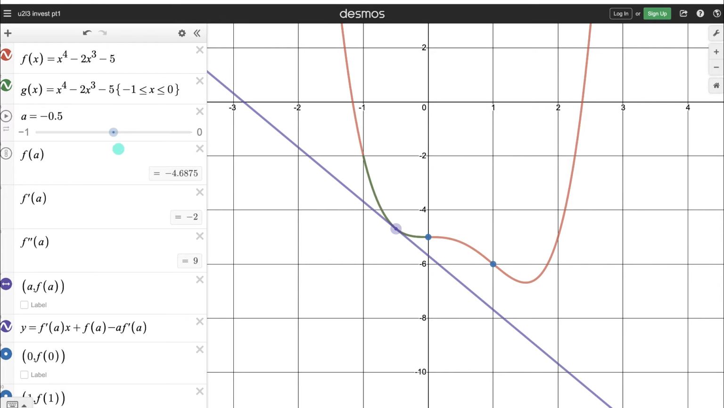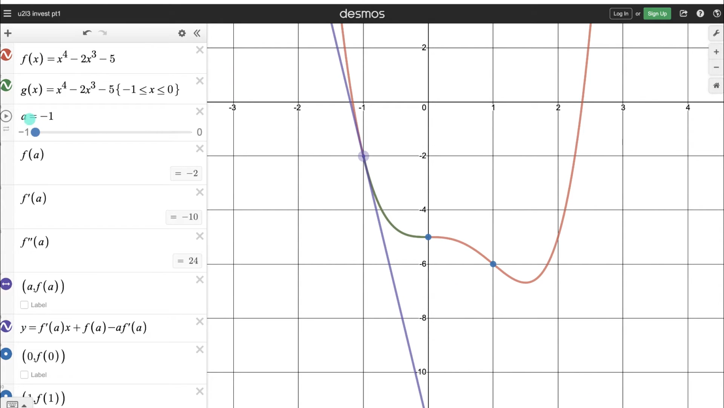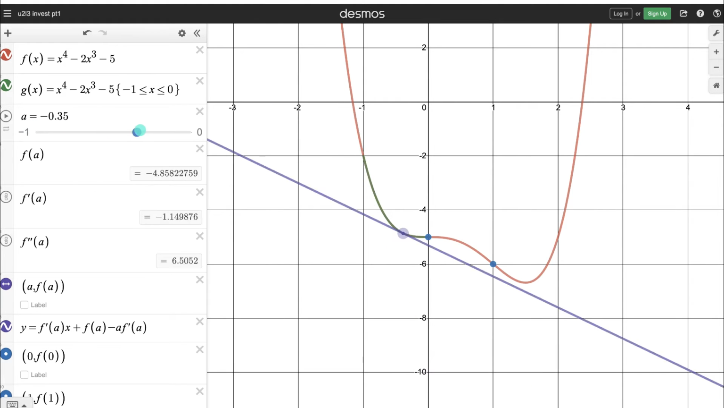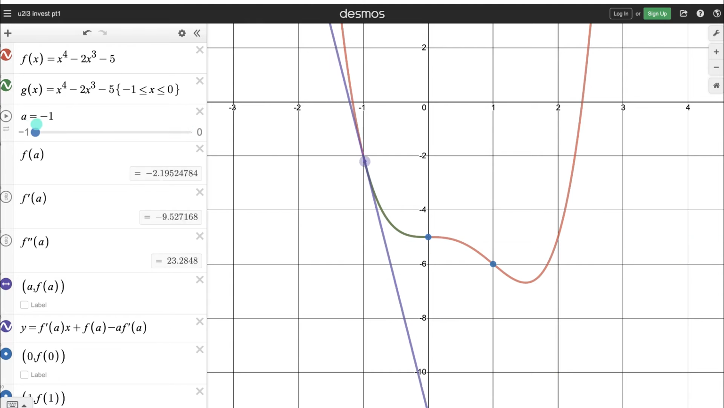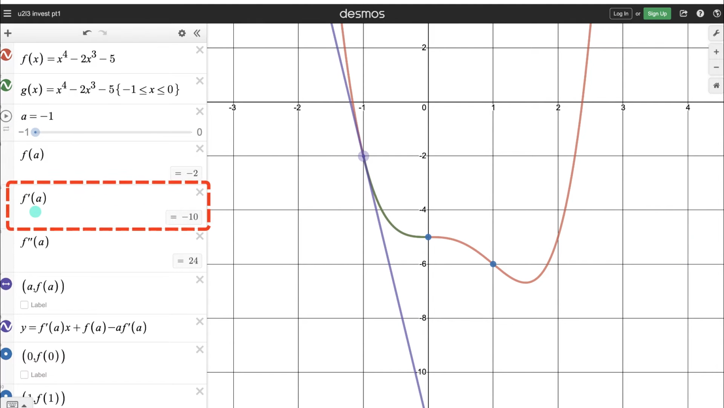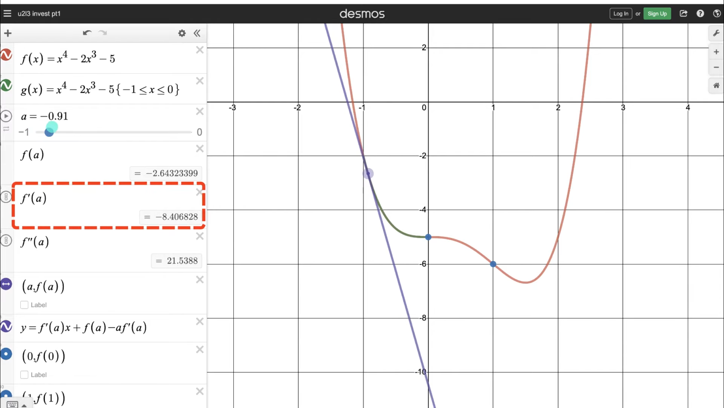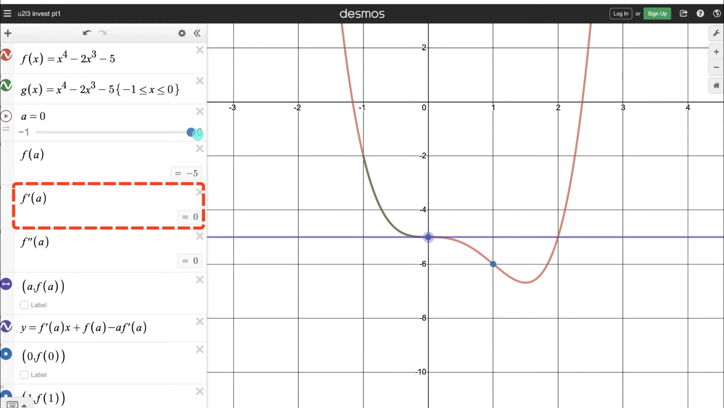So as we move the pencil from the left side of the interval, so when x was -1, to the right side of the interval, when x is 0, what is happening to the slope of the function? And remember, the first derivative tells you the slope of the function. So at the start of the interval, the slope of the function is -10. Pay attention to that first derivative value. What's happening to that value as I move to the right? So it starts at -10, and then by the end of the interval, it finishes at 0.